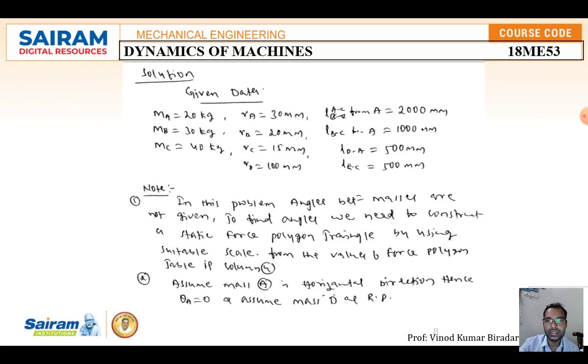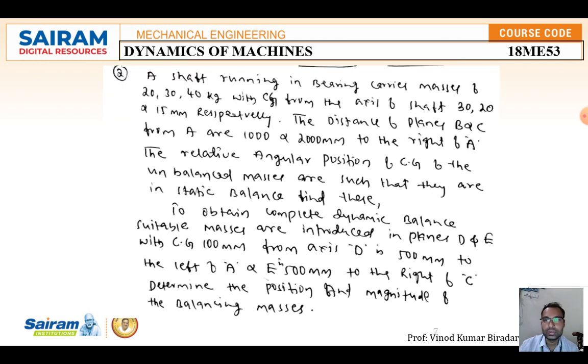I will read out the question. A shaft running in a bearing carries masses of 20, 30 and 40 kg with centers of gravity from the axis of the shaft at 30, 20 and 15 respectively. The distances of planes B and C from A are 1000 and 2000 mm to the right of A. The relative angular positions of the CG of the unbalanced masses are such that they are in static balance.